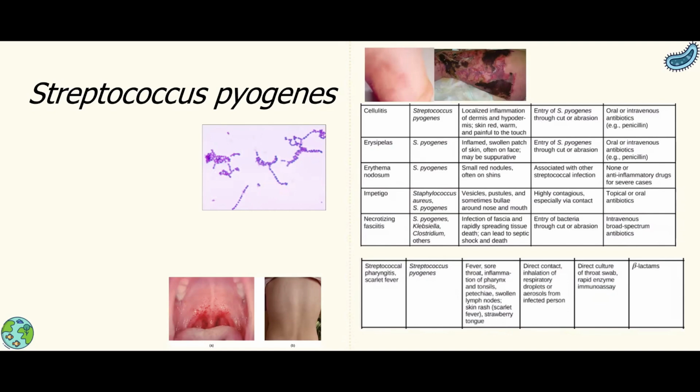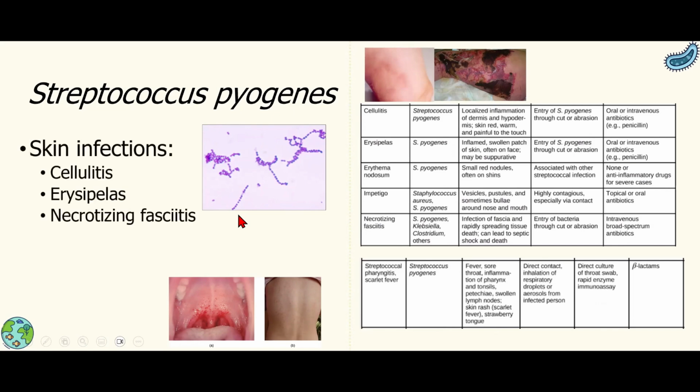All right, moving on to Streptococcus pyogenes. So this is a Streptococcus, so it is in a line. The bacteria are cocci, circular, and they're in a line. And Strep pyo also causes a ton of different types of skin infections. Actually, this table right here summarizes all of them.